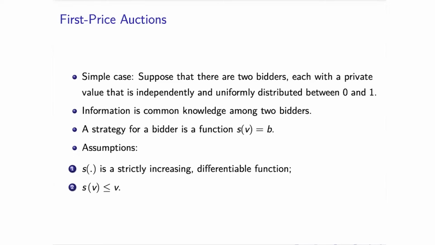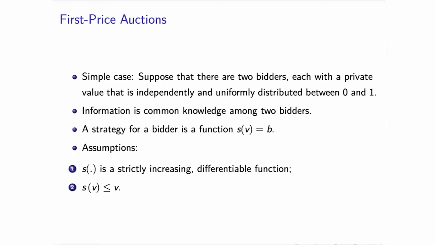So we are going to be solving this first price auction optimal bid problem under a simple case, where we are going to be talking about only two bidders, and each of them has a private value that is independently and uniformly distributed between 0 and 1. So bidder one's valuation is uniformly distributed between 0 and 1. Bidder two's value is again uniformly distributed between 0 and 1. And V1 and V2 are independent. So these are the assumptions.